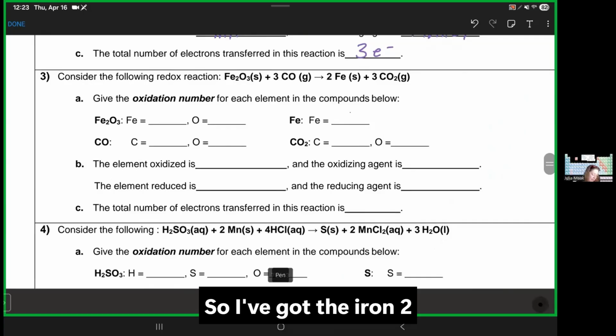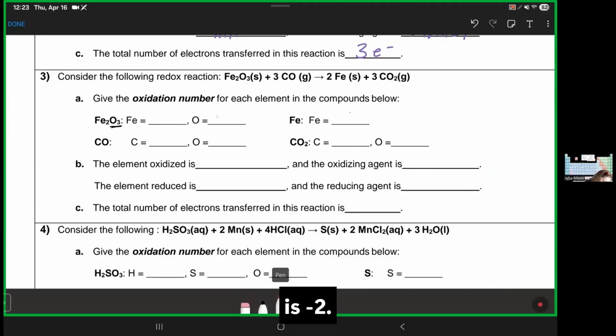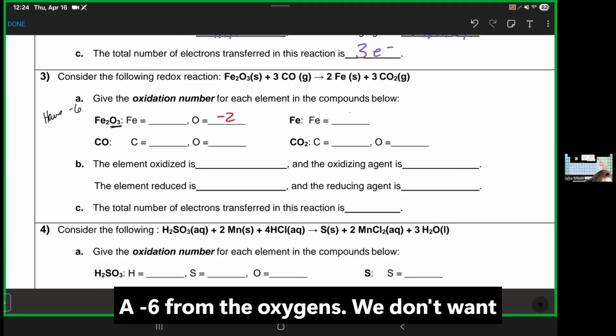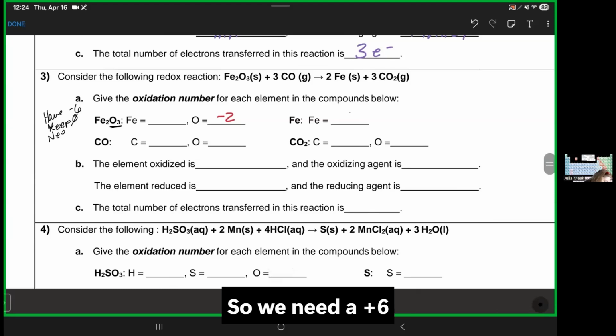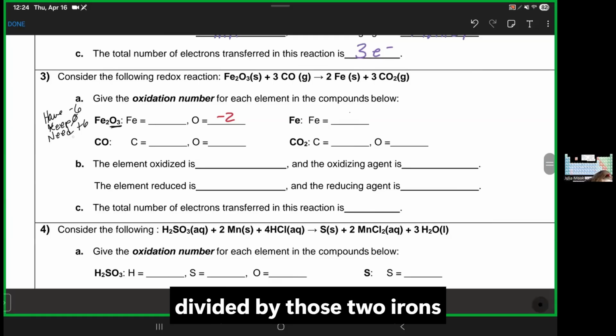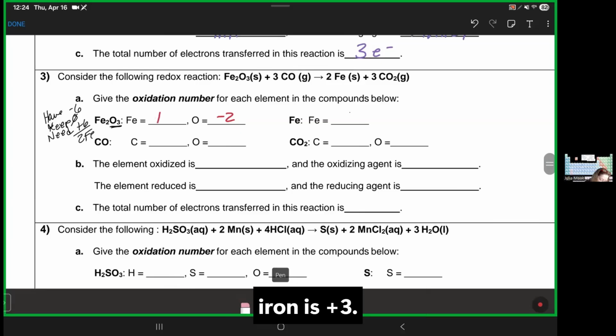So I've got the iron(III) oxide. Here we know oxygen is -2. So we have a -6 from the oxygens. We don't want to keep any of them. So we need a +6 divided by those 2 irons that are there. So each iron is +3.